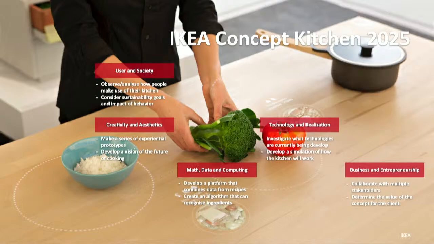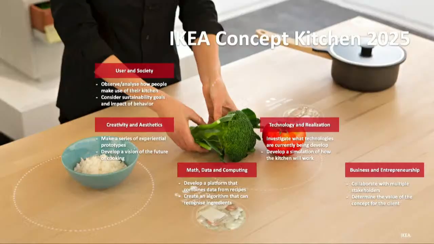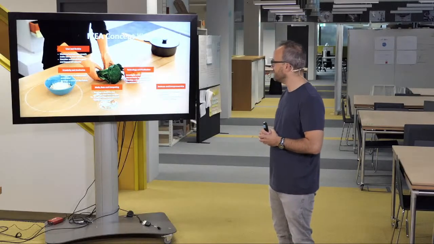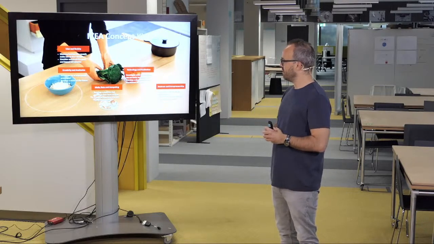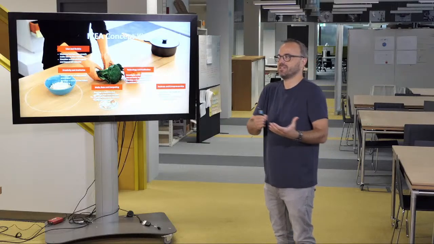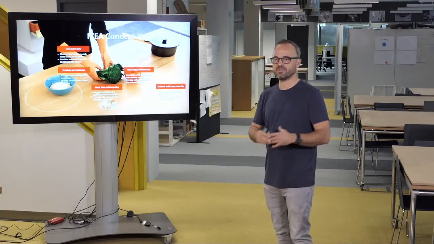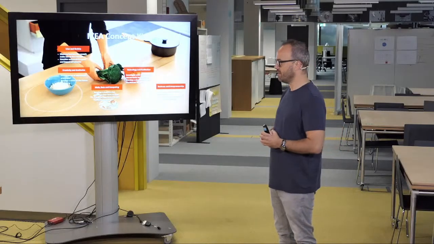Then for technology and realization, it's about creating this kitchen. It's about thinking what technologies can be implemented to realize this. Perhaps it wasn't working as perfectly, or it was only recognizing the tomatoes in these cases. But how will we do this in the future, and how will we make sure that it works? So investigate the technologies that are currently under development, try to understand how to translate them into your design, and develop a simulation to make sure that people can understand how this kitchen could work in the near future.